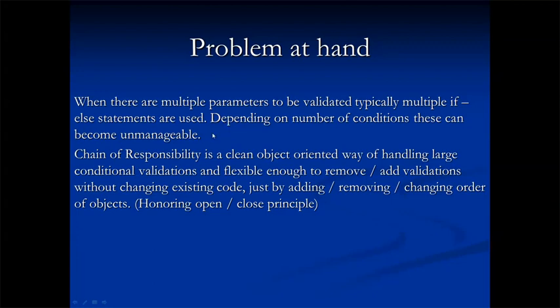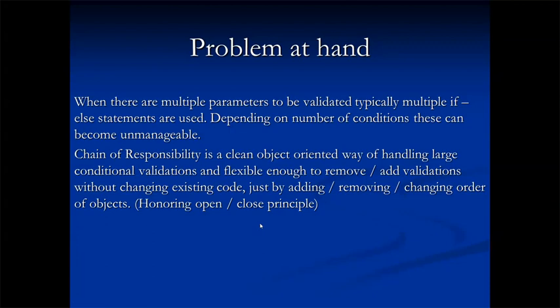So object-oriented is a very clean way of doing it. Chain of responsibility is a clean object-oriented way of handling large conditional validations, and it is flexible enough to remove or add validations without changing existing code, just by adding, removing, or changing the order of objects. So this is basically honoring the open-close principle. You do not have to change any code if you need to.